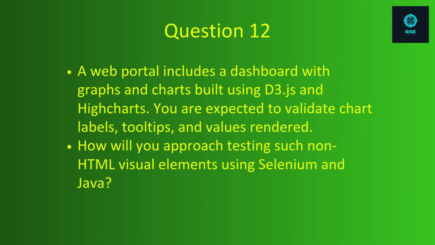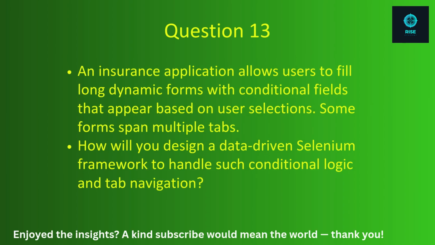You're testing a long, dynamic form that changes based on user responses. For example, if the user selects yes for having prior insurance, additional fields appear asking for insurance details. The form spans multiple tabs and relies on JavaScript-based conditional rendering. Your automation suite must intelligently fill out the form, handle tab navigation, and skip irrelevant sections based on data.